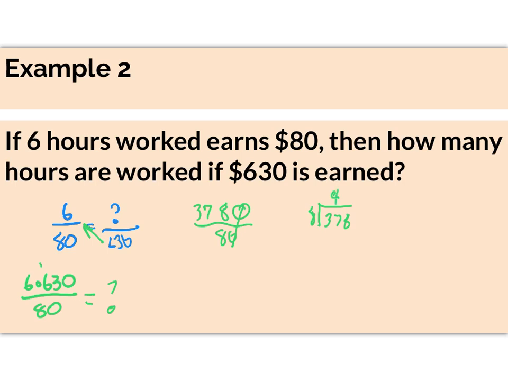So it goes 4. 4 times 8 is 32. 58. 7 times 8 is 56. Subtracting, we get 2. So we get 47 and 2/8. And since 2 and 8 are both even numbers, we can divide by 2. And remember, we're simplifying our fractions. And we get 47. 2 divided by 2 is 1. 8 divided by 2 is 4. So we had to work 47¼ hours. And that is all to it. That's all you have to do.